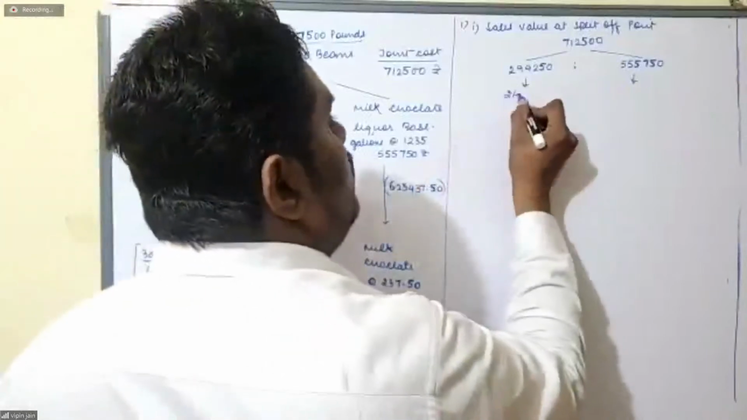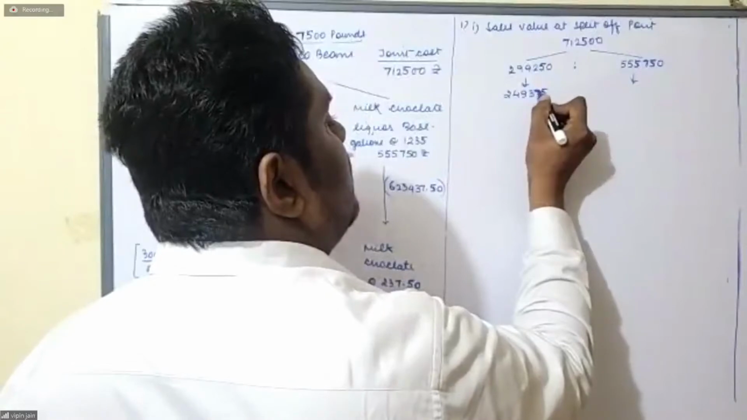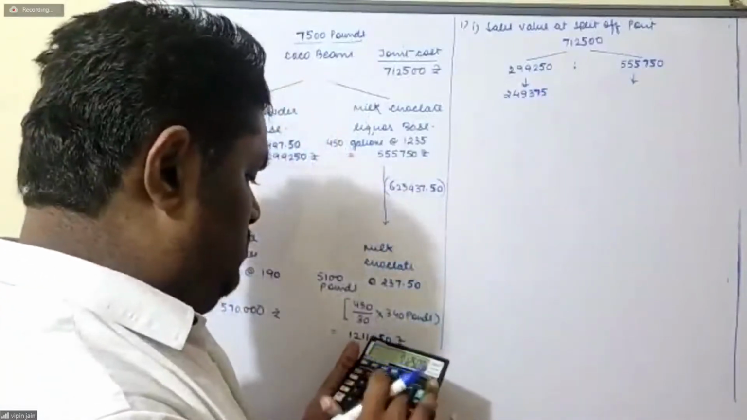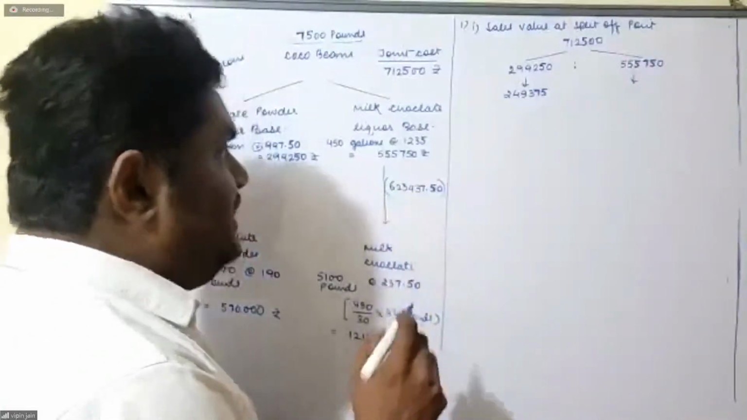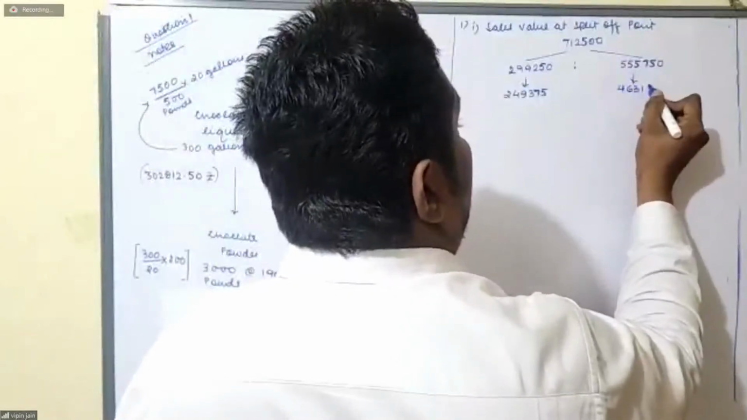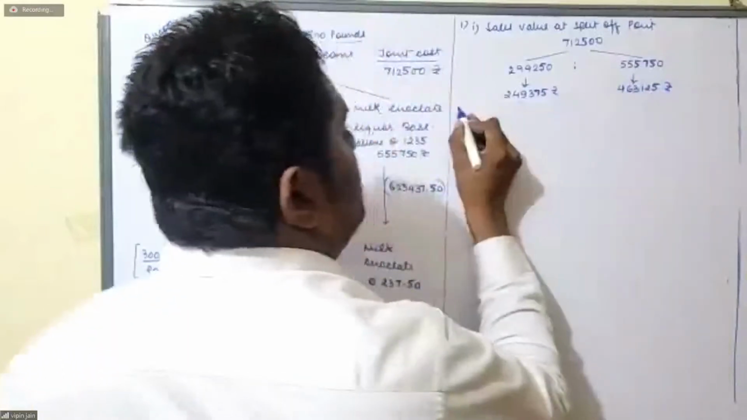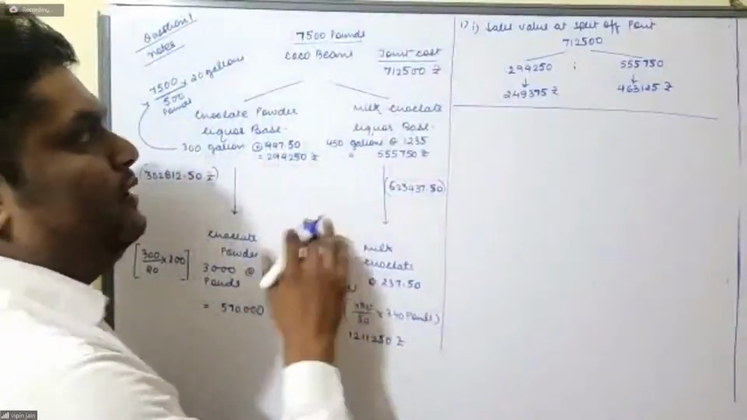So this will be 249,375. $463,125. So this is the first method, that is sales value at split off point.